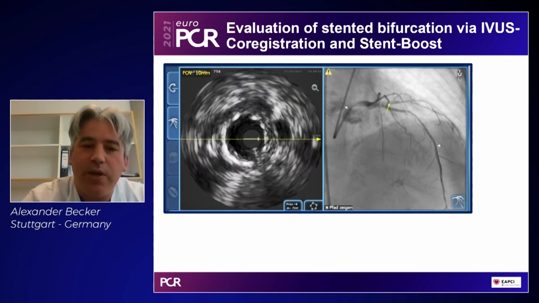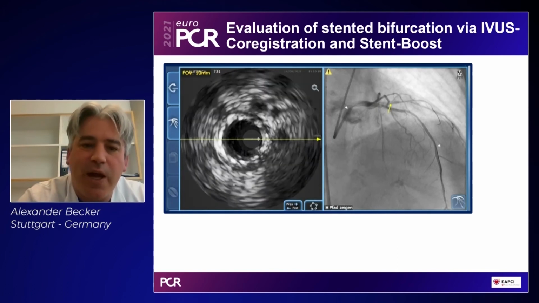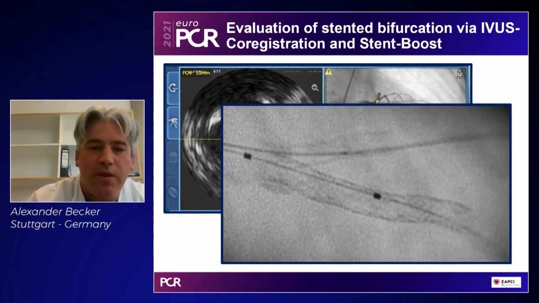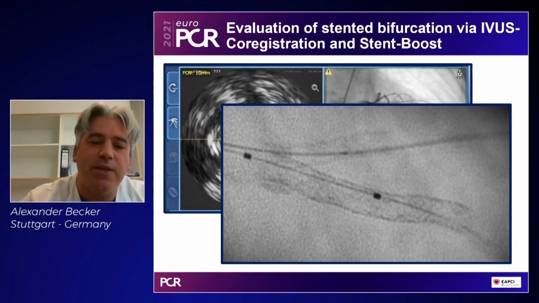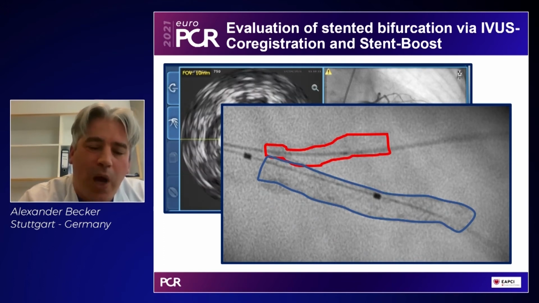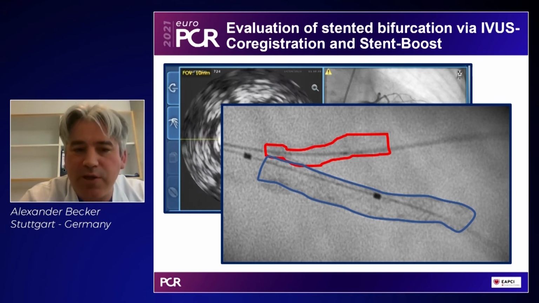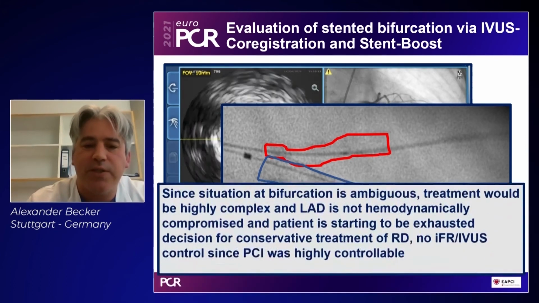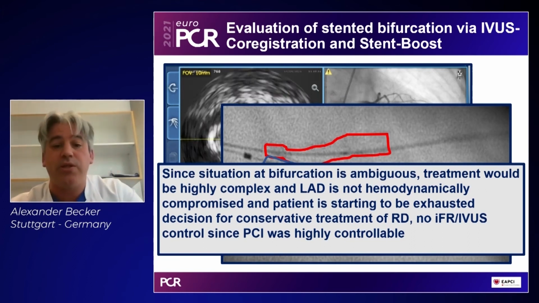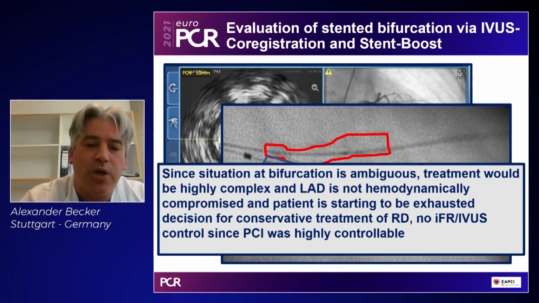And as you appreciate in the IVUS co-registration, I found it very difficult to define how the bifurcation stenting was performed in the previous PCI. In the StentBoost, we had the impression that bifurcation stenting was not done properly, and I had the impression that both the LAD stent and the stent within the diagonal branch were not covering the ostium. And since the LAD was not hemodynamically compromised, and the patient with his 82 years of age started to be exhausted, our decision was to go for a conservative treatment.